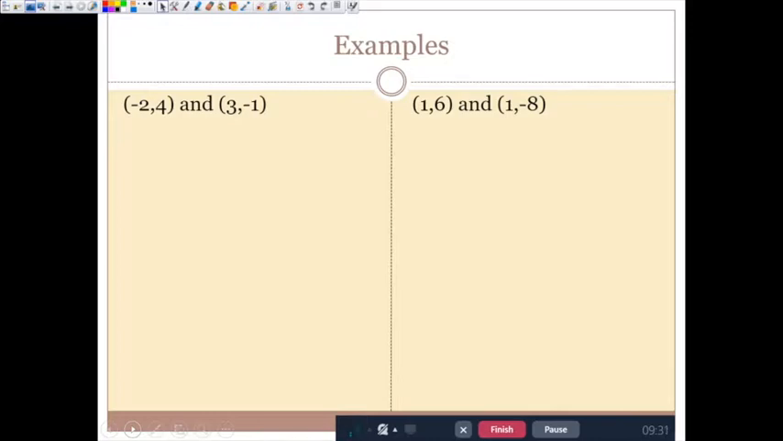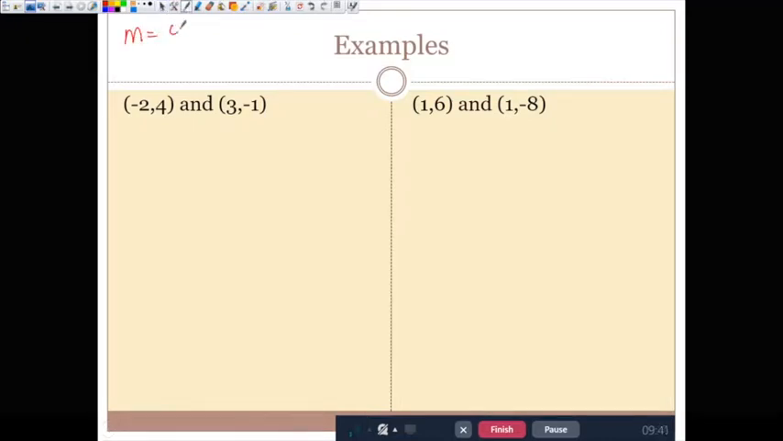Okay, so here they don't give me the m or the b. So I can find my m by doing y2 minus y1 over x2 minus x1. So this is an x, a y, x, y. So y2, -1, minus y1, 4, over x2, 3, minus negative 2. So I'm going to get negative 5 over 5, which reduces to negative 1.